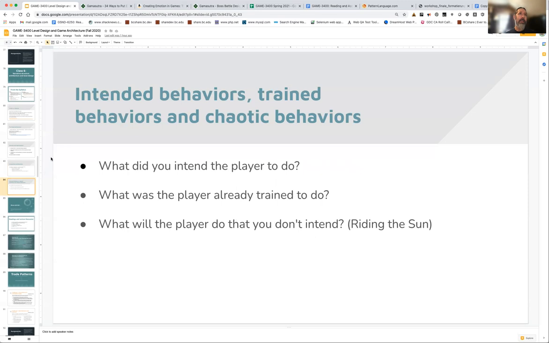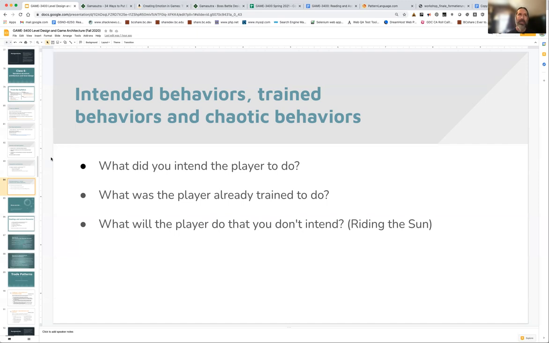And then lastly here, intended behaviors, trained behaviors, and chaotic behaviors. So what do you intend the player to do going into a given encounter or level situation in a game? Is their intended behavior what you want as a designer? What was the player already trained to do? A lot of people have played a lot of games or are coming to games from having lived in the real world, and there are certain ways they expect to behave.